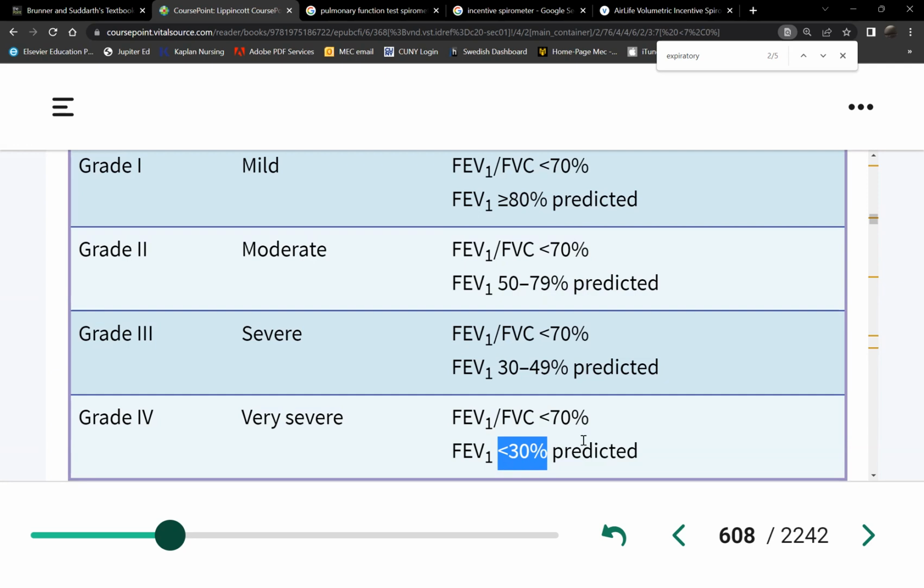So in grade 4, if they can only expire 30% or less of the air, how much is retained? 70%. If you have 70% residual volume after each breath, how much new air can you get in? Less than 30%. So you understand why it becomes a vicious cycle, correct? Every single day, are you able to get in oxygen? No. Very difficult. If it's difficult to get air out, it's even more difficult getting air in.